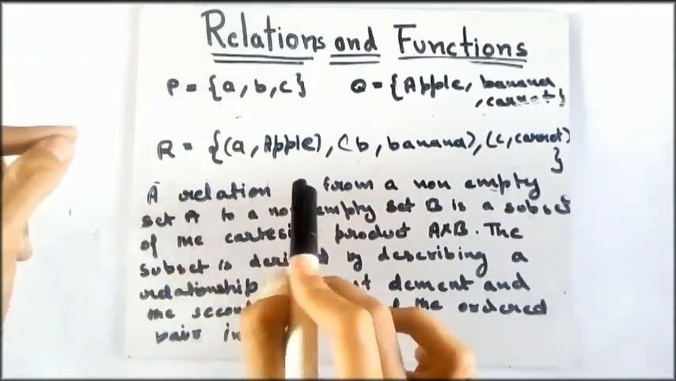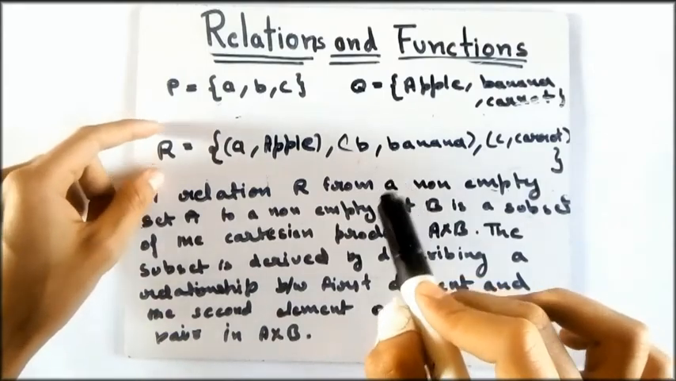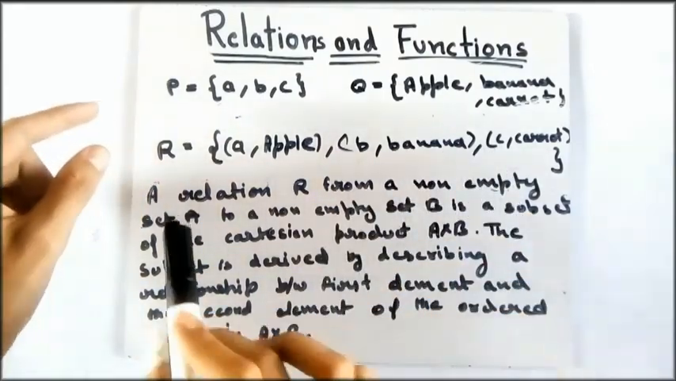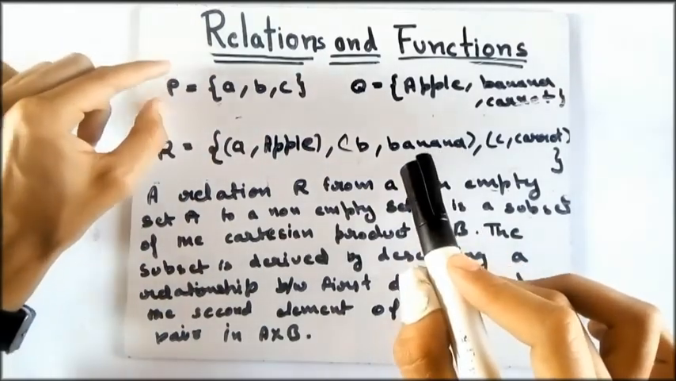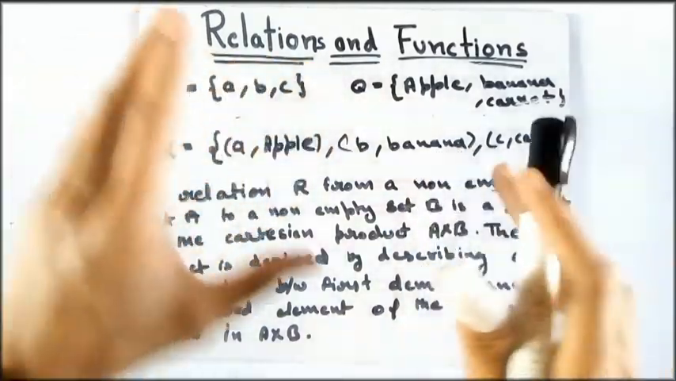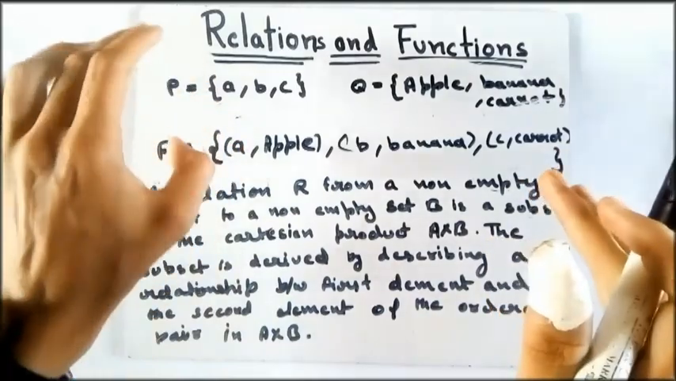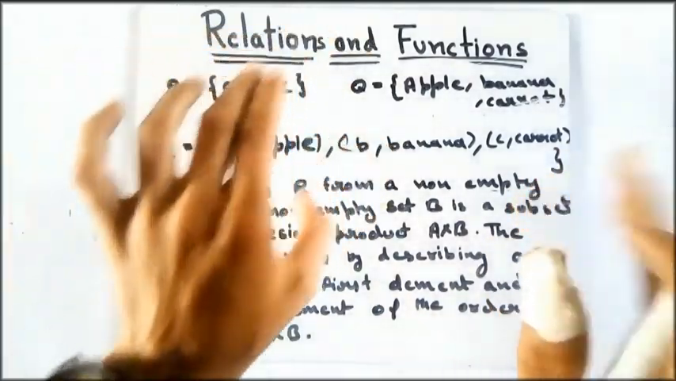So a relation R is a relation from a non-empty set A. Here the set A is B and this set is non-empty. That's why I told you about the non-empty set, that it contains some elements.